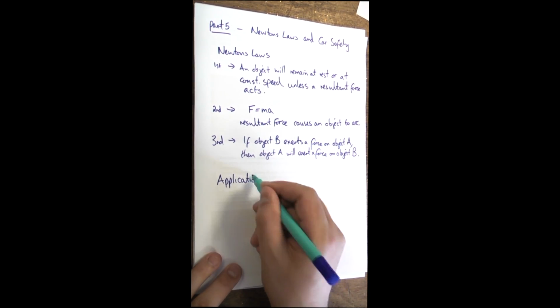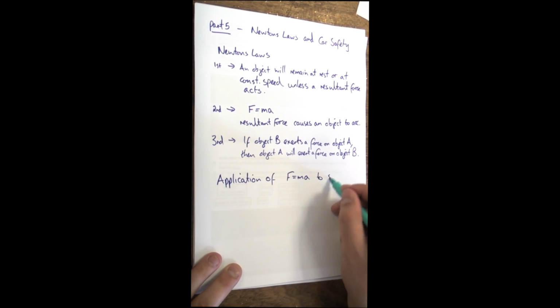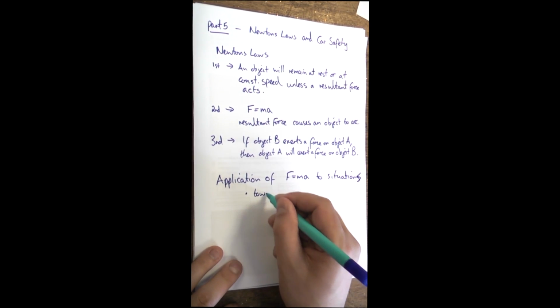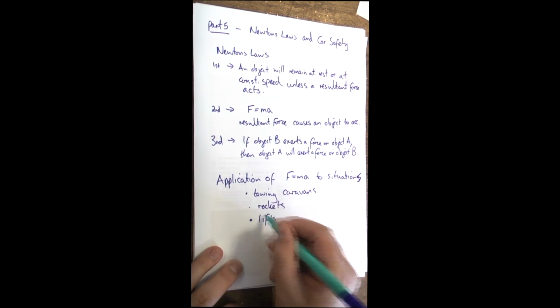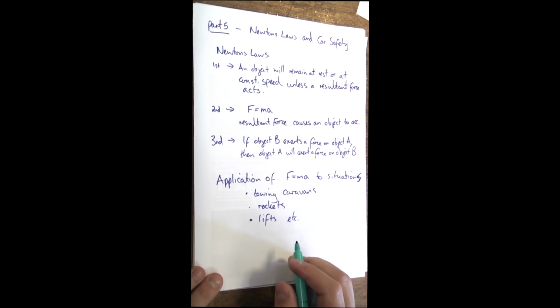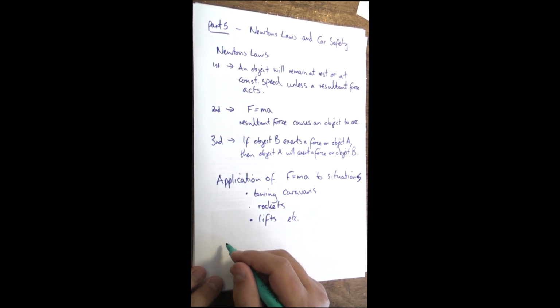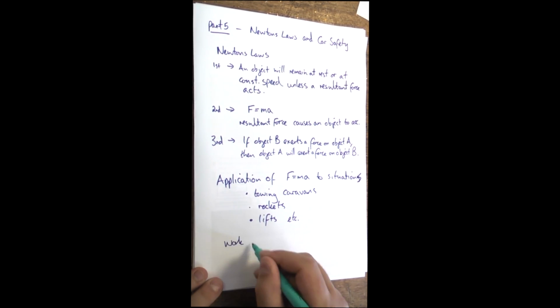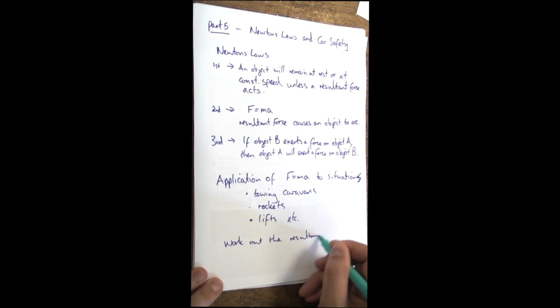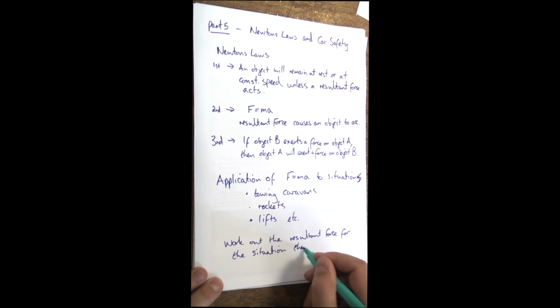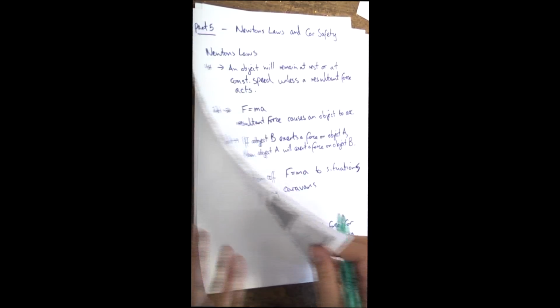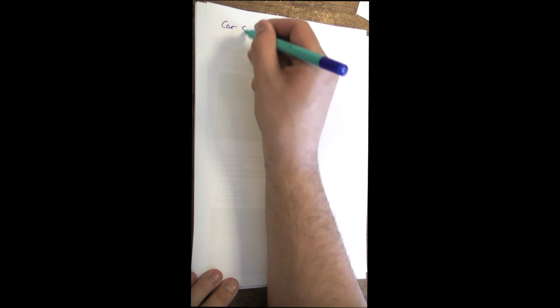Now, part of this topic requires you to apply this F equals ma to various situations, whether it be towing caravans, looking at rockets taking off, looking at lifts in operation. Whatever the application is, the first thing I suggest you do is look at what the motion of that object is and then work out what the resultant force must be for that situation, whether it is accelerating, decelerating, what forces, then apply F equals ma.